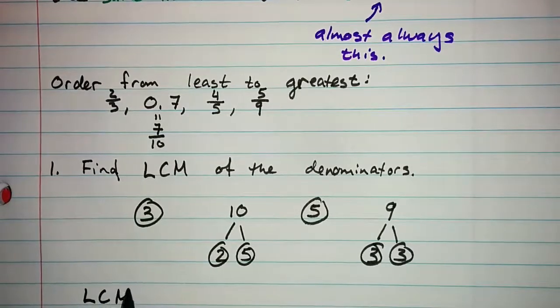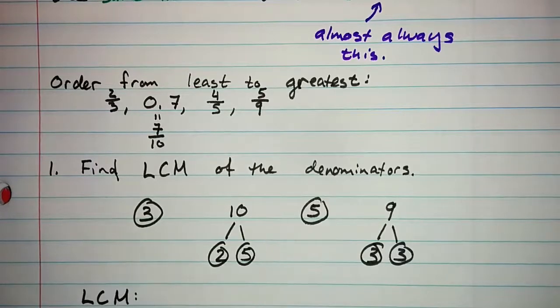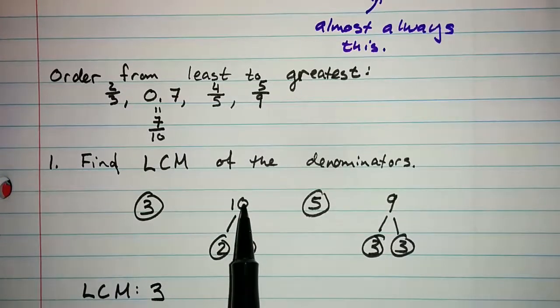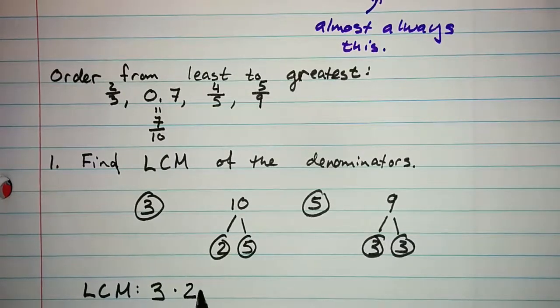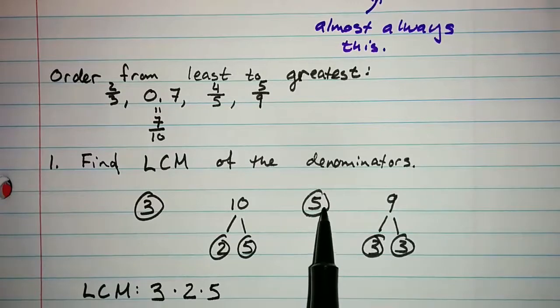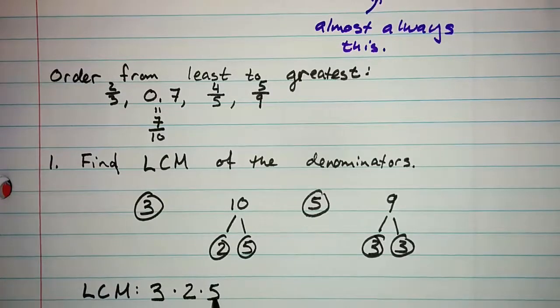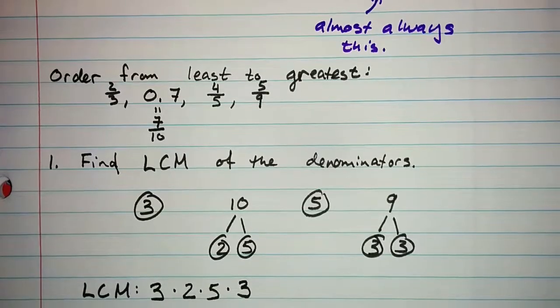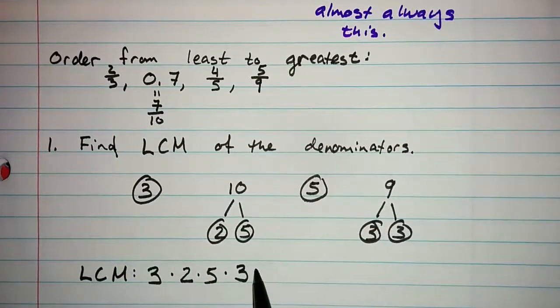My least common multiple then, to be a multiple of 3, I need to have a 3 in my prime factorization. To be a multiple of 10, I need to have a 2 and a 5. I haven't got either one, so I'm going to put them in. To be a multiple of 5, I need to have a 5. Well, I've got one of those. I don't need it. To be a multiple of 9, I need to have two 3s. Right now I have one 3. I'll bring in another. So 3 times 2 times 5 times 3, that'll give me my least common multiple.